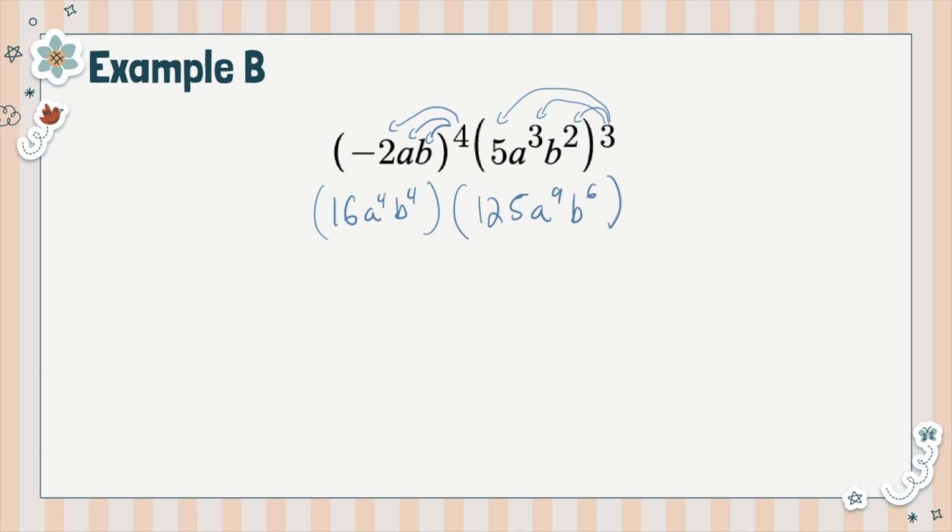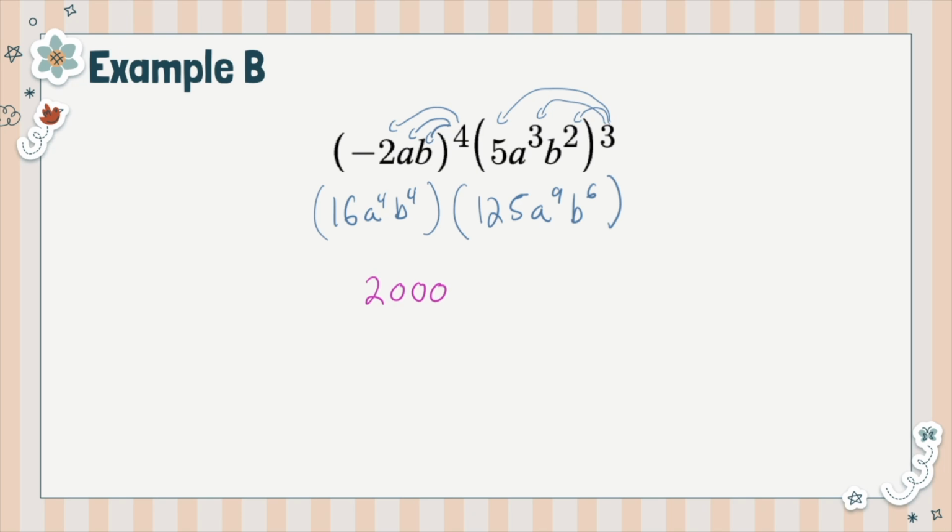So now that we've done everything to the power, now it's time to go ahead and multiply across. So again, we're going to multiply our numbers just as we normally would. So 16 times 125 is going to be 2,000. I'm sure we all knew that off the top of our head, but if we didn't, we can always use our Desmos calculator for support.